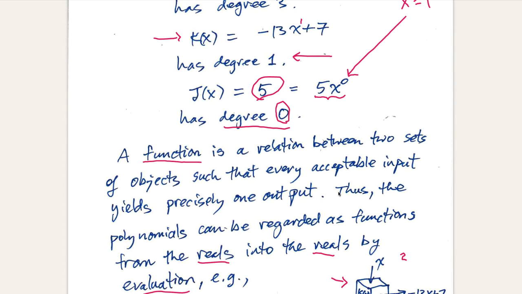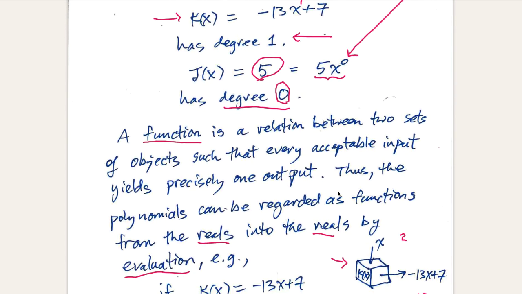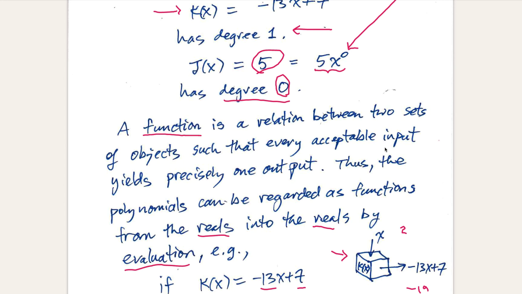Okay, let's, as promised here, talk just a little bit more about functions. A function is a relation between two sets of objects. Now, when I say a relation, I want you to think of it like a machine here. This is one convenient way of thinking of a function. It's a machine such that every acceptable input yields precisely one output. So if I have an acceptable input, then I get one output and only one output. If you get more than one output, then it's something other than a function.